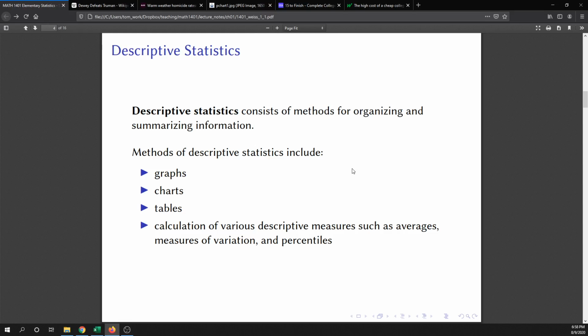Some of the methods of descriptive statistics include making graphs, charts, or tables, and then calculating various descriptive measures such as averages, measures of variation like the standard deviation, and percentiles. Right? So here we're basically just describing the data.